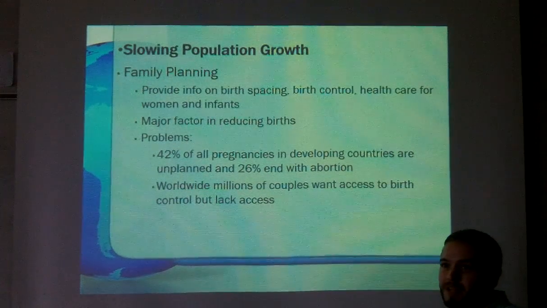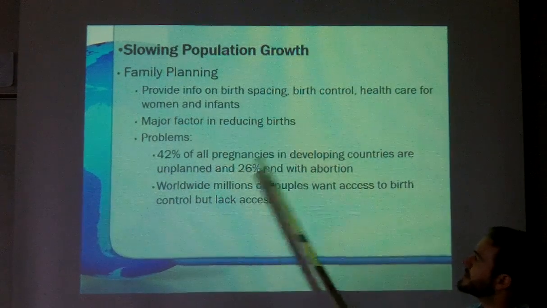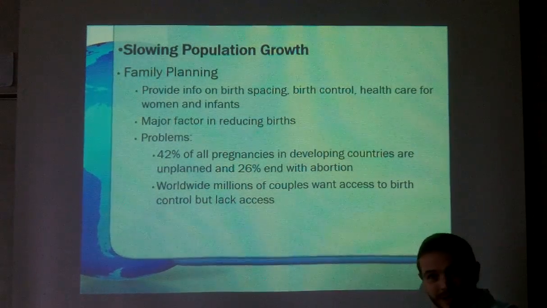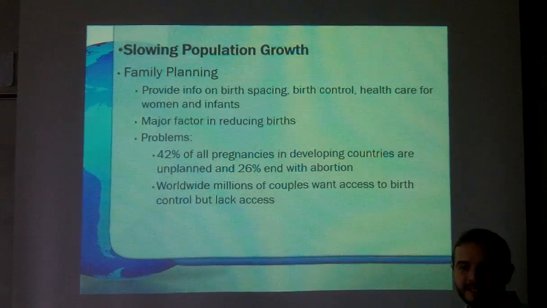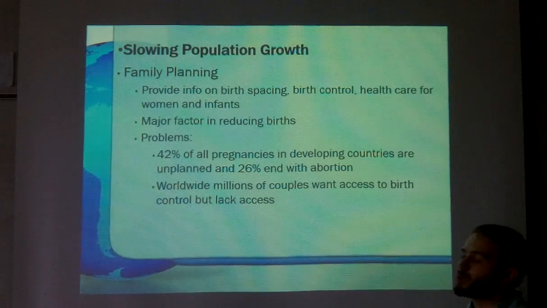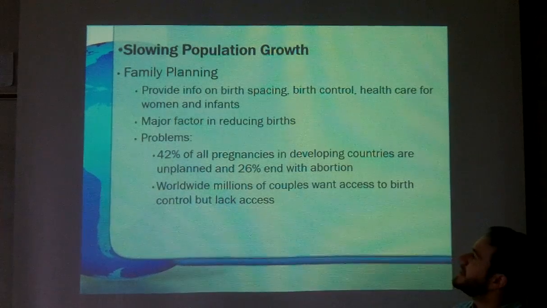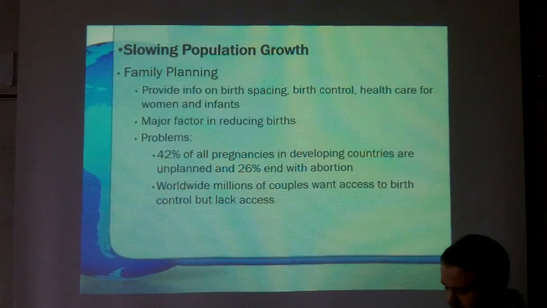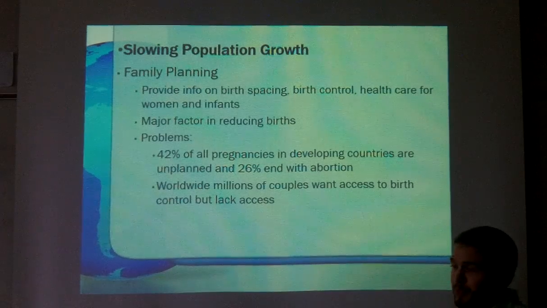Even in third world countries, they're still engaged in sexual activity, which is why 42% of all pregnancies in these countries are unplanned. And they say unplanned because they're not using contraception. So when she gets pregnant, she goes, well, I wasn't really trying, I was just having sex and now I'm pregnant. And 26% end in abortion. So if we could provide them with the contraception, then we could reduce these unplanned pregnancies and eradicate those abortions. Worldwide, millions of couples want access to birth control, but they lack it for a variety of reasons. For culture, for religious reasons, for just not having it because it's a really poor area.